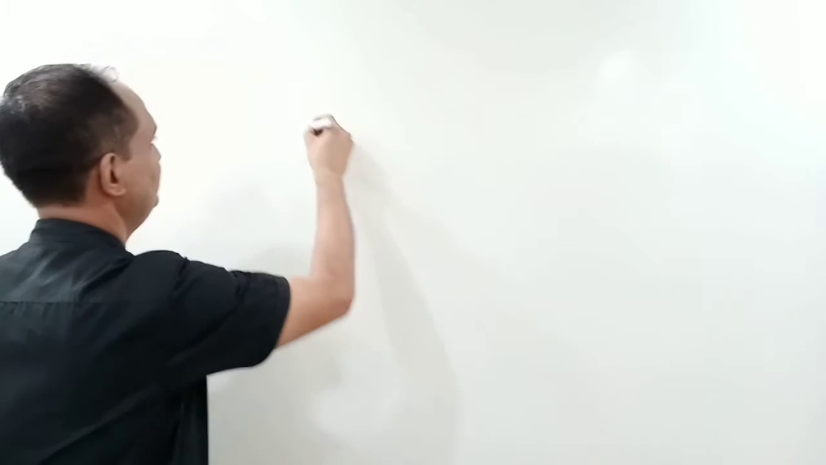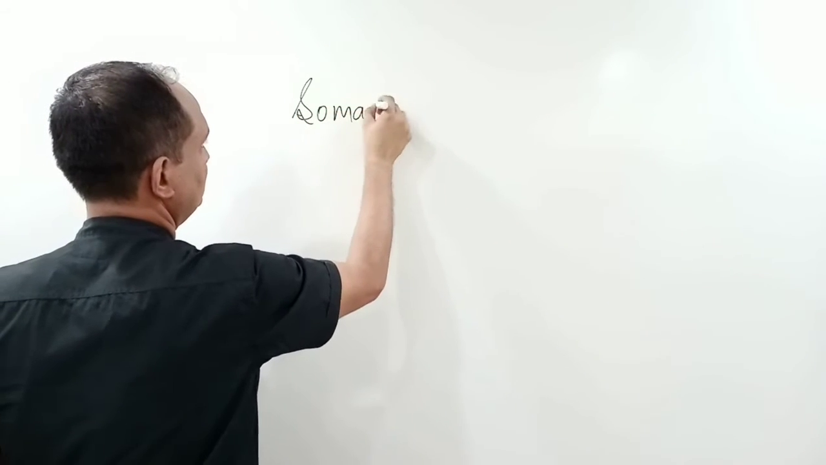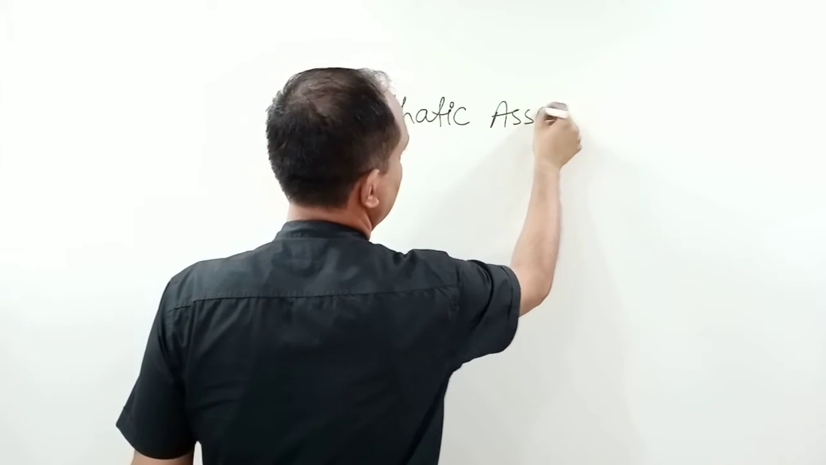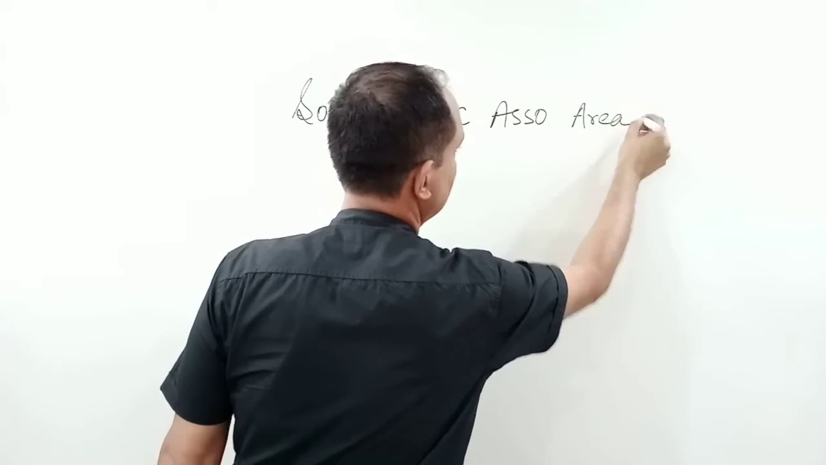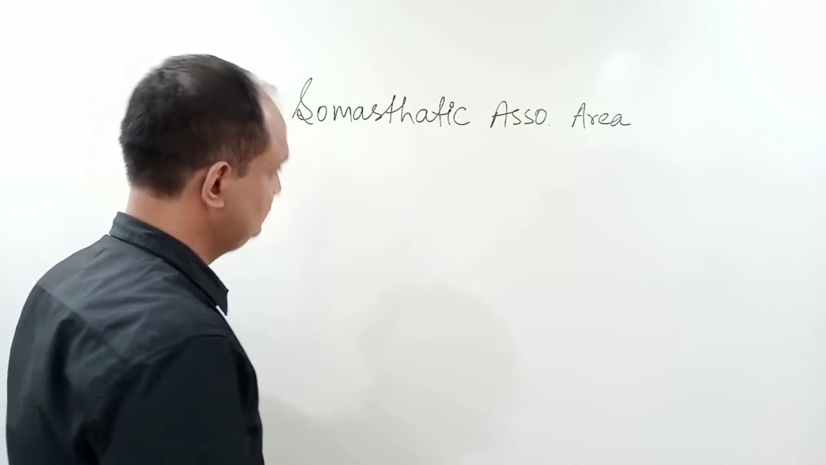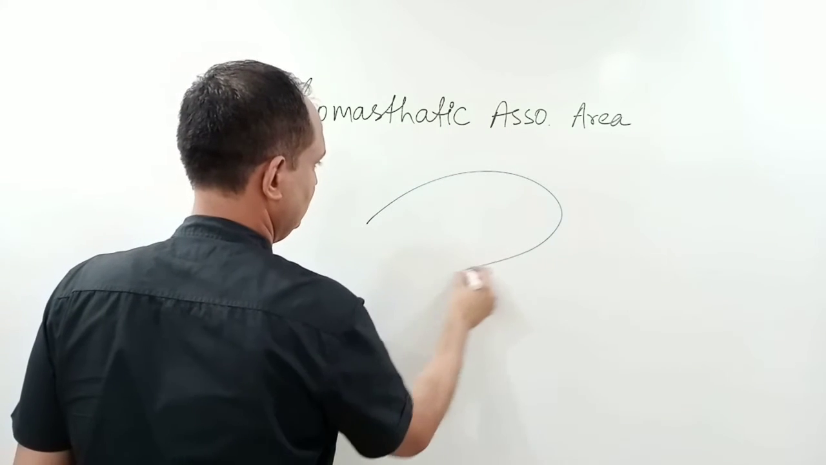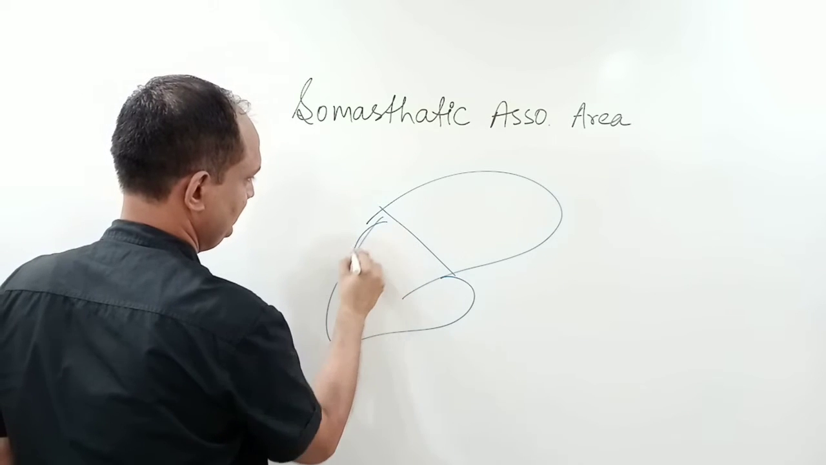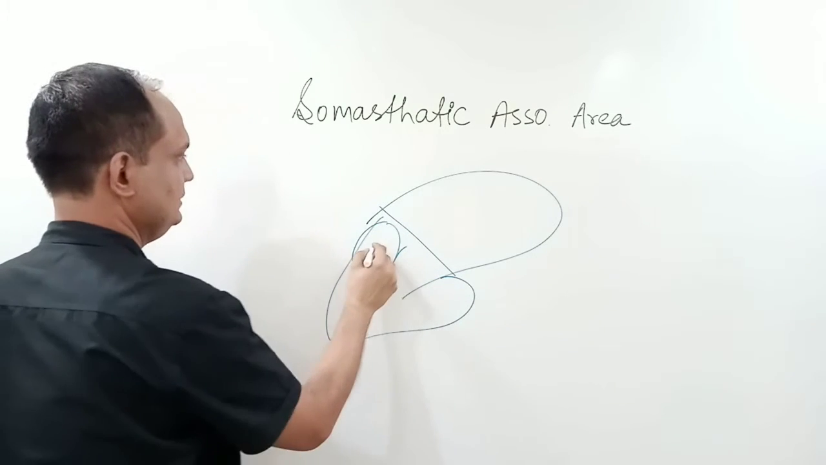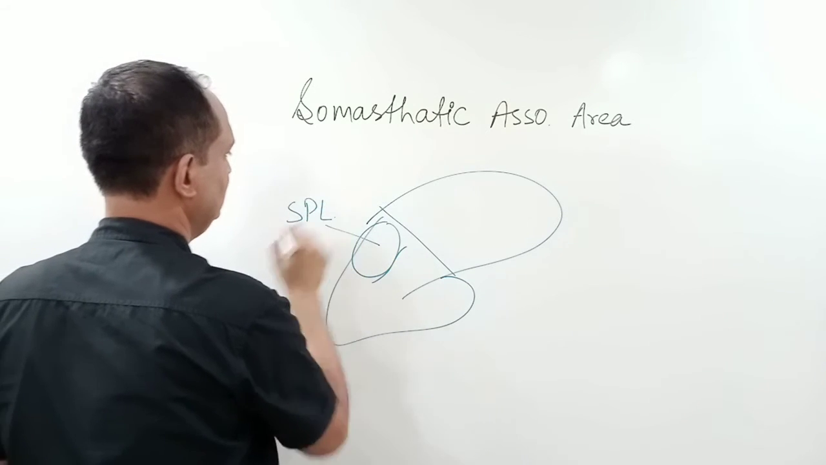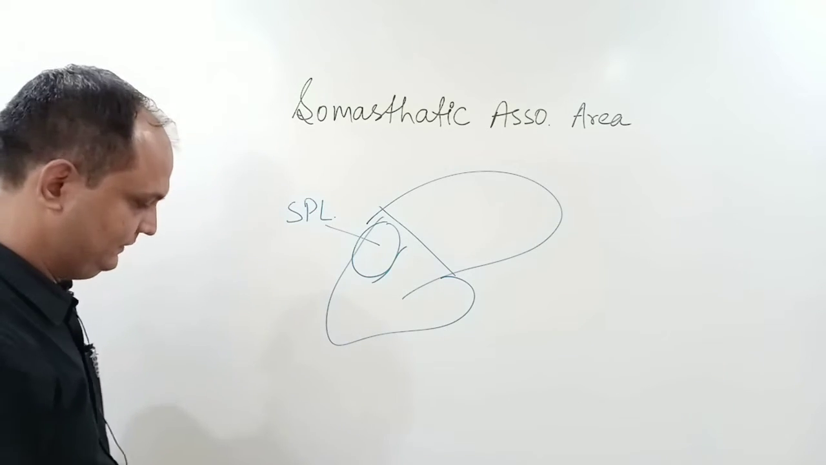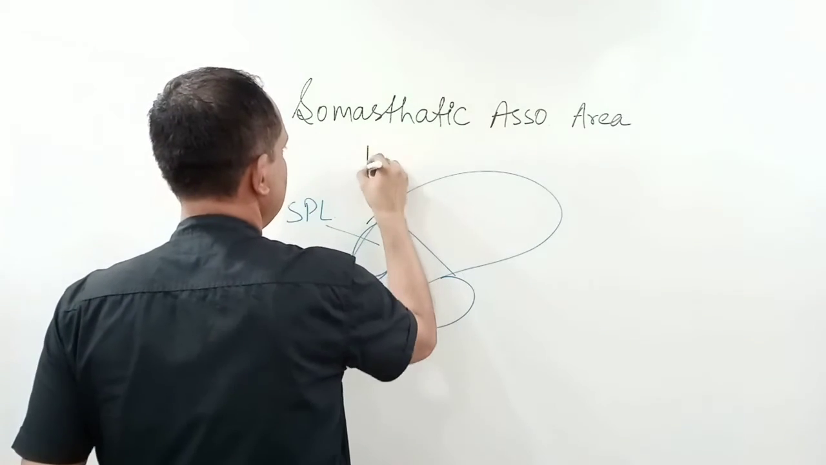Now we will discuss the somesthetic association area. This somesthetic association area is present in the superior parietal lobule. If you see this part of the parietal lobe, as I told you, this is the central sulcus. Here you will have the superior parietal lobule, and this is the intraparietal sulcus. So this is the superior parietal lobule on the lateral surface, plus if you go to the medial surface, we have an area known as the precuneus.